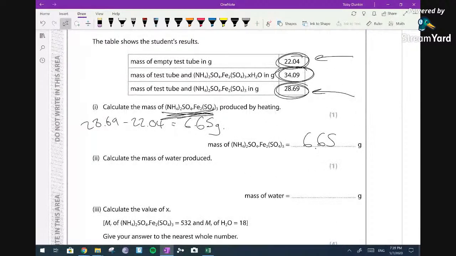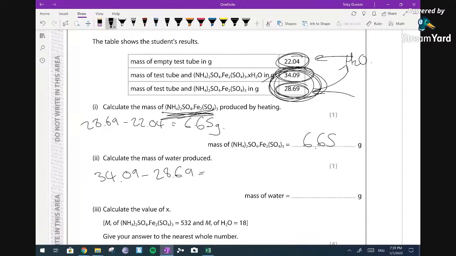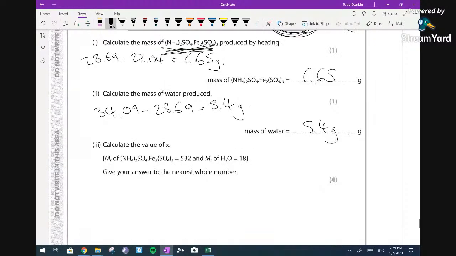Oh, that's more interesting. The difference between those two is going to be the water that's given off. The test tube won't change. So now we need to do 34.09 minus the dry mass, minus 28.69, and that's going to be 5.4 grams. 5.4 grams. Next, calculate a value for X.